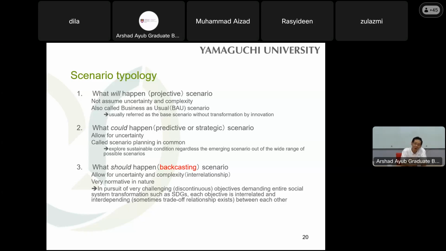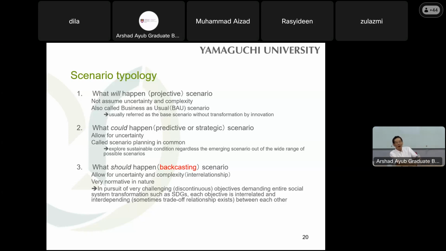As a member of the research strategy development team of our university, I already presented this scenario before: the "what will happen" scenario. For instance, if UiTM, or you yourself, fail to catch up with the digital transformation, what will happen? You may find difficulty in finding a good job. That is the business-as-usual scenario.